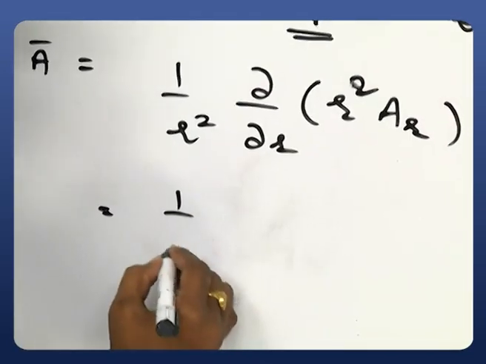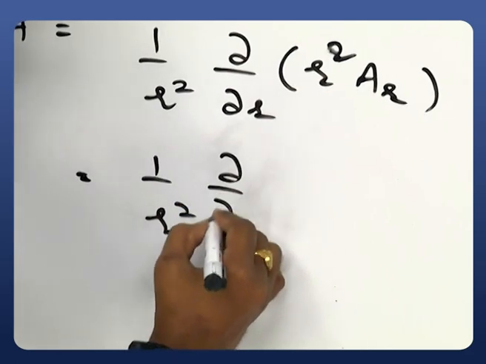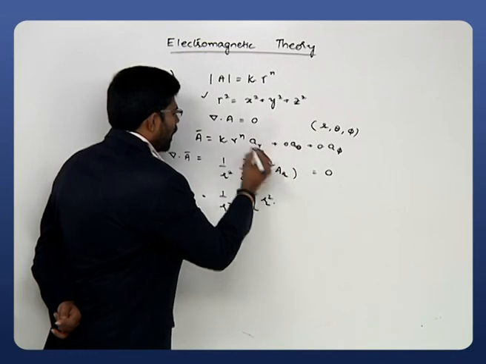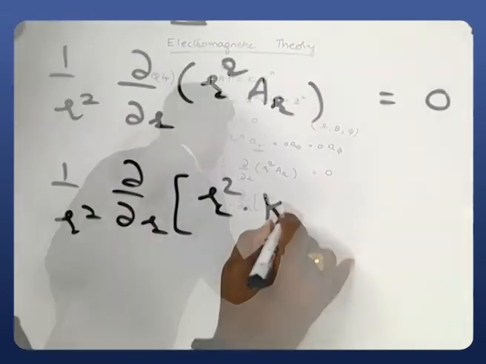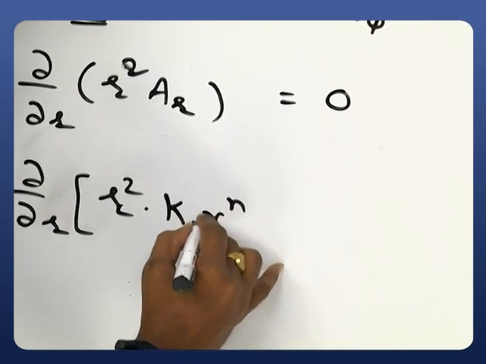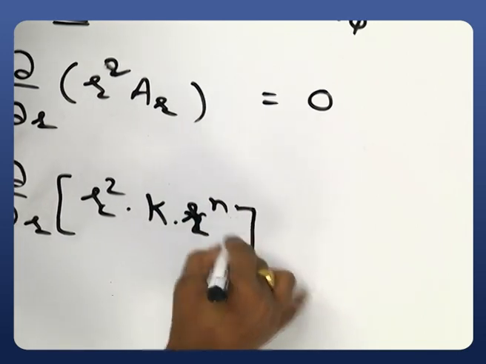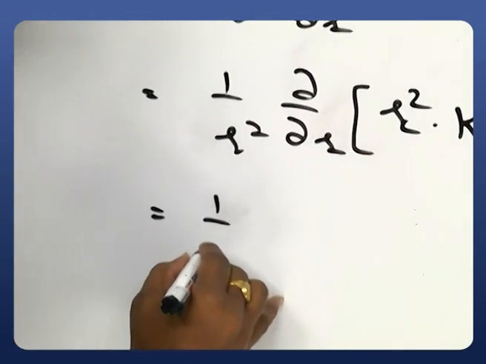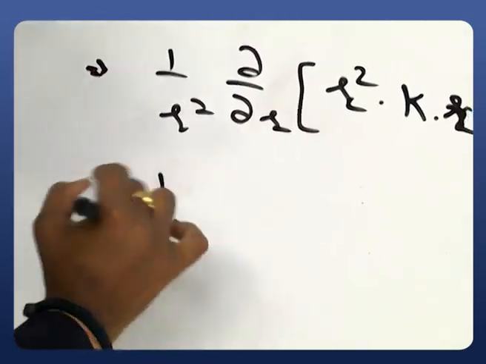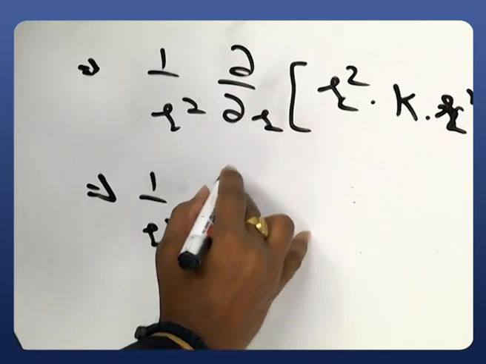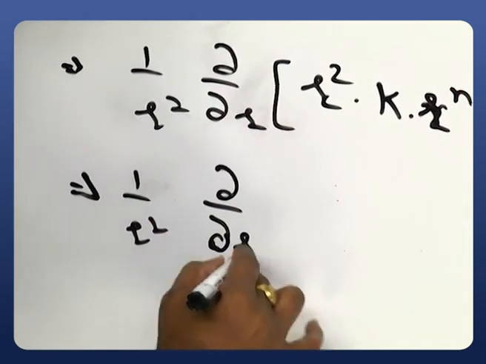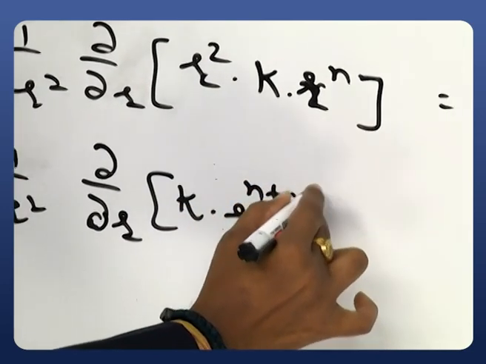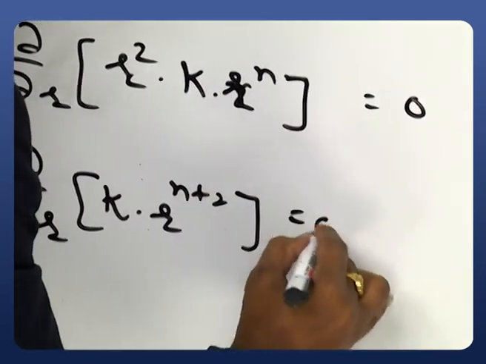Now, this equals 1 by r square dou by dou r of r square into a r, which can be replaced with k r power n, which equals 0. This is simply 1 by r square dou by dou r of k r power n plus 2, which is 0.